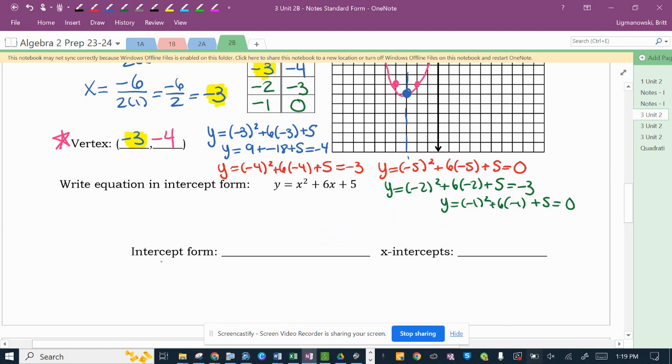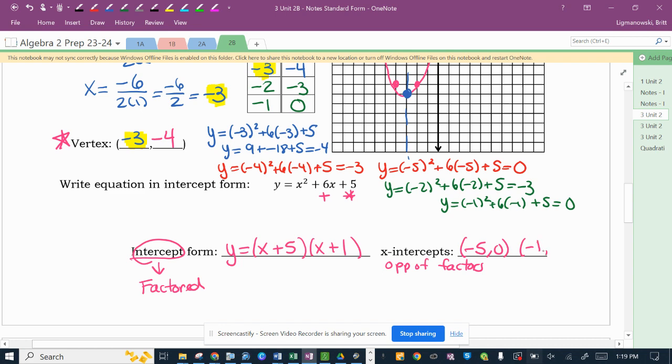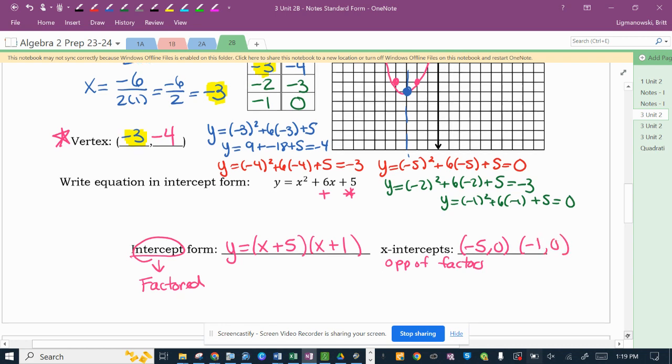All right, this next question says to write our equation in intercept form. So remember, intercept form is really the same as factored form. So if we're going to factor this expression, we're going to think about what multiplies to 5 and adds to 6, and then write it in our factored form. And so that would be 5 and 1. Now remember, our x-intercepts are the opposite of our factors. So if I have x plus 5, that means my x-intercept is -5, and I have x plus 1, so my x-intercept is -1.